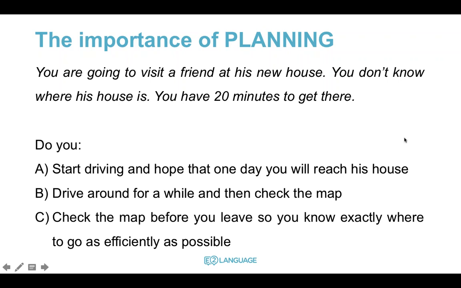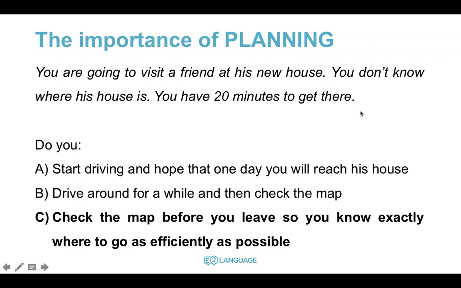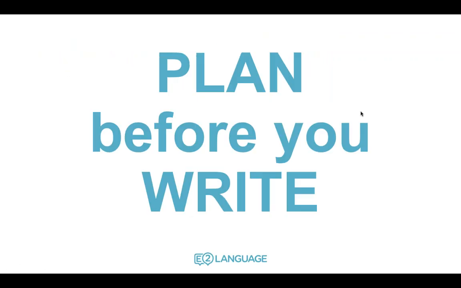This is not a joke. Well, it's a kind of joke, but everyone knows that it's C. But even though we would do this if we're driving a car, of course we would plan before we leave because we want to get to a destination. It's the same thing with writing an essay. You want to get to a conclusion and you have to plan. You don't just start writing and hope for the best, like A, or you don't start writing and then do what I did and delete everything and start again. You should plan first. So of course the answer is C. You check the map before you leave so you know exactly where to go as efficiently as possible. You must plan before you write.